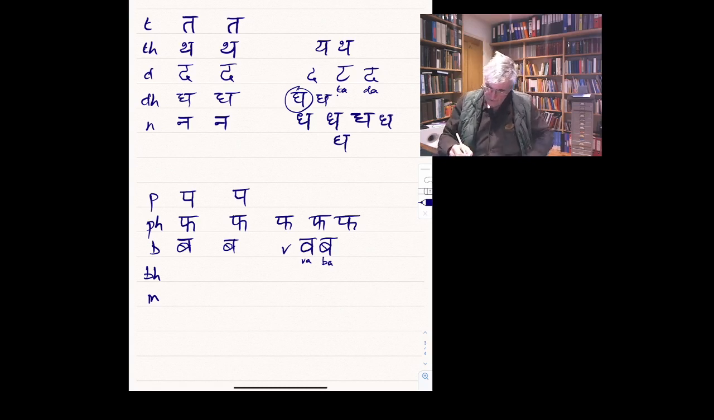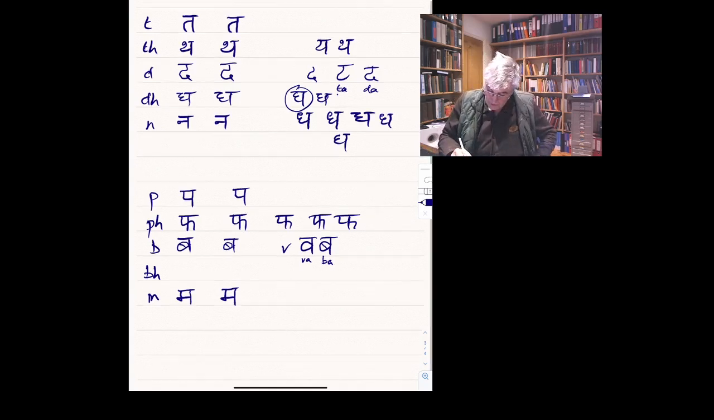I'm going to do M first. M, that's the characteristic shape of M. The B is very similar, but the top bar is broken. It's normally written like this. You start with the top bar, then go down. So when you finish it, it looks like an M, but with an open top, as it were.